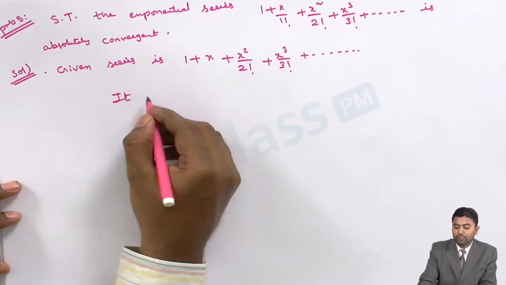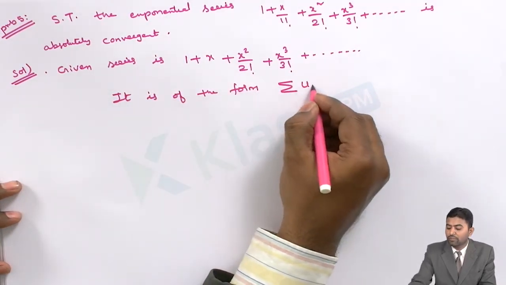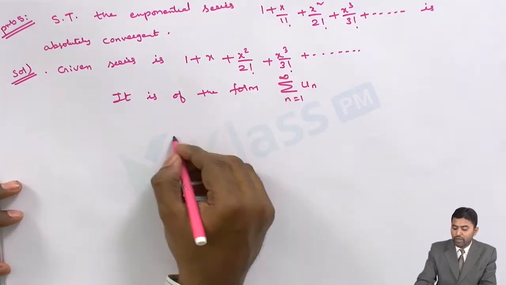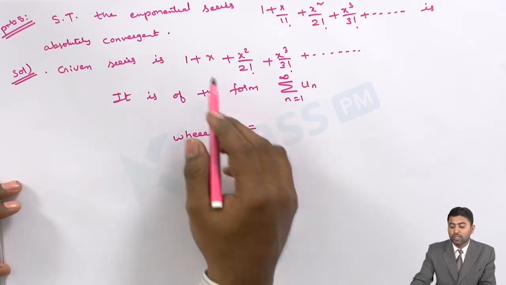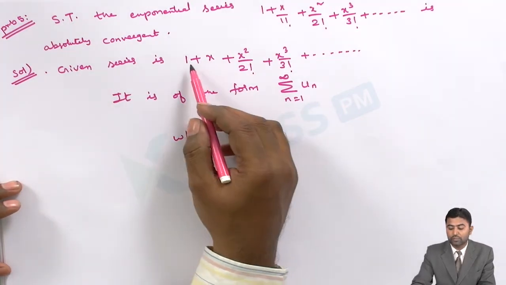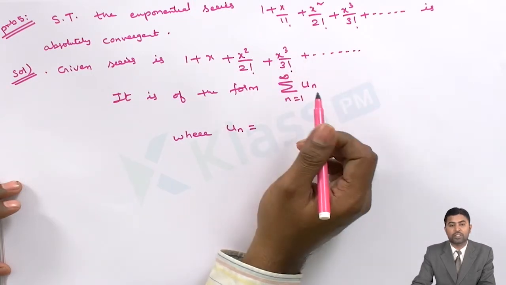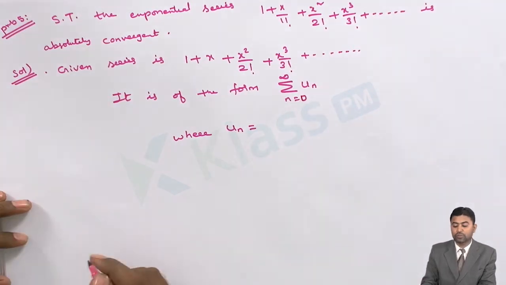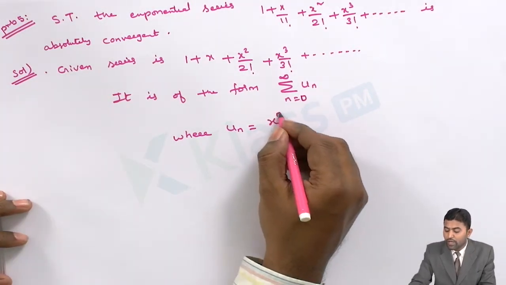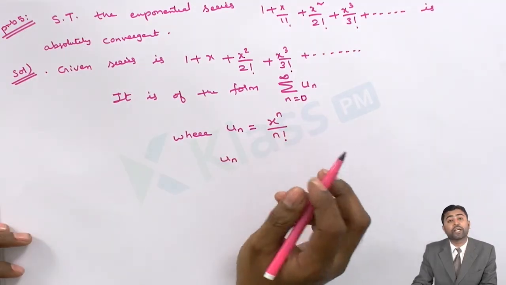It is of the form summation un, where un is equal to, see the terms what we have here, 1, x by 1 factorial, x square by 2 factorial, x cube by 3 factorial and so on. So I'll write here n equal to 0. Then un will be equal to x power n by n factorial.